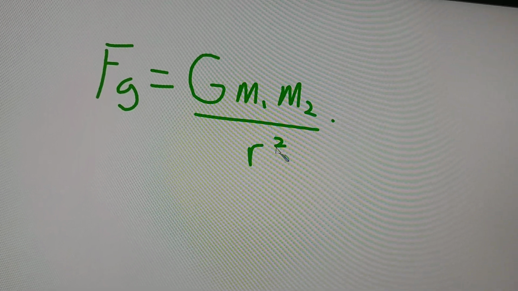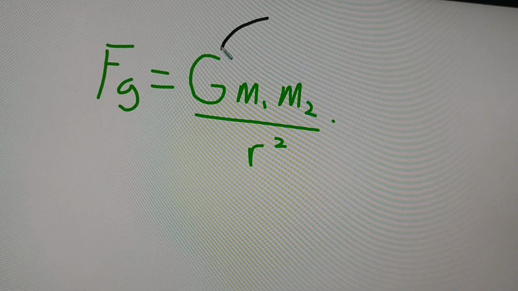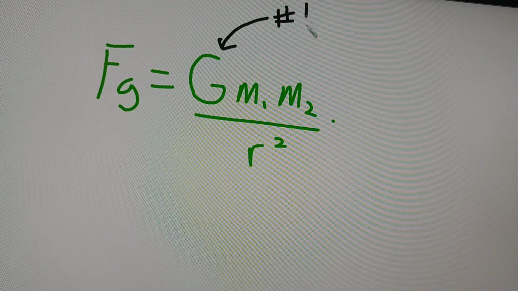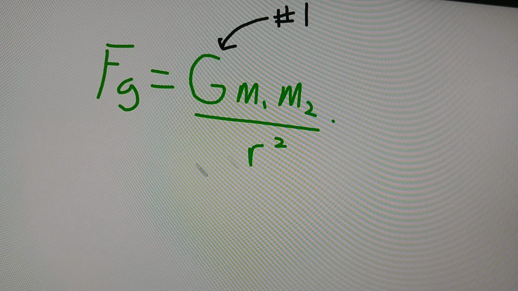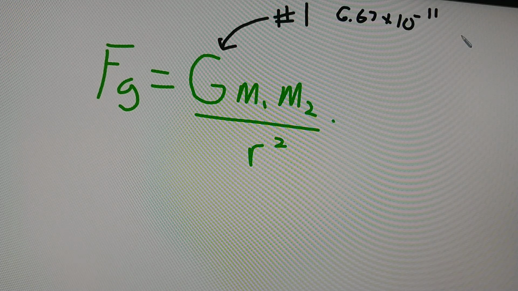So very simply, we're going to talk about the formula first. Question number 1 on your Edpuzzles is going to be, what number is G? Okay? All right, now that we've got that, now that you know that the answer to G is 6.67 times 10 to the negative 11th, I want to ask you a question.